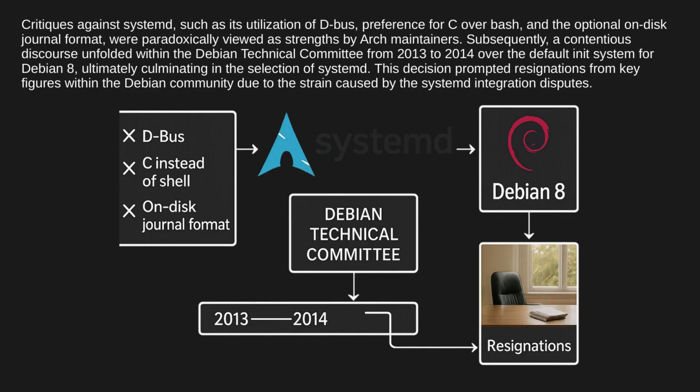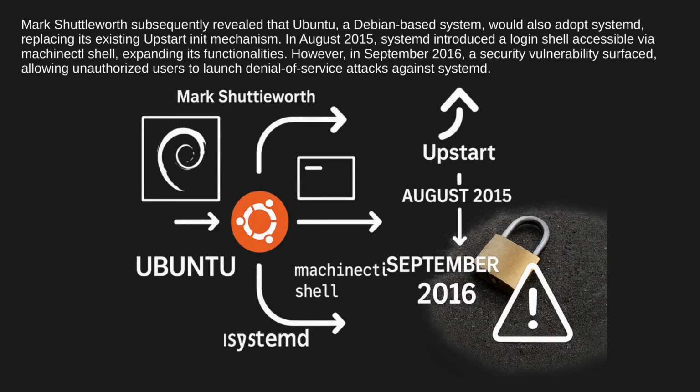Subsequently, a contentious discourse unfolded within the Debian Technical Committee from 2013 to 2014 over the default init system for Debian 8, ultimately culminating in the selection of Systemd. This decision prompted resignations from key figures within the Debian community due to the strain caused by the system integration disputes. Mark Shuttleworth subsequently revealed that Ubuntu, a Debian-based system, would also adopt Systemd, replacing its existing Upstart init mechanism.